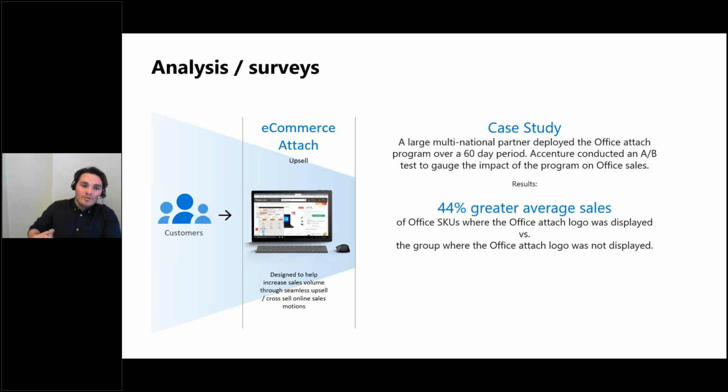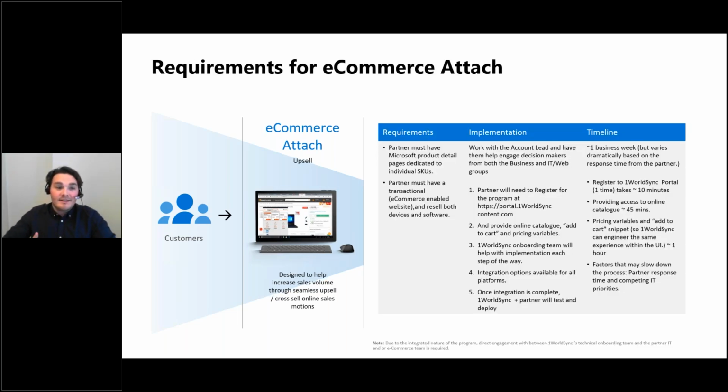So all you have to do to be able to implement the Office attached widget is, of course, that you need to have an e-commerce. You have to have a product hardware that you are selling. But once you have all of that ready, it's really easy to get started. You can either go to portal.oneworldsync.content.com, where you get registered, or I'm going to provide you with some contact details at the end of the presentation as well. But it's a great way to make sure that you enhance sales without having to do anything else.